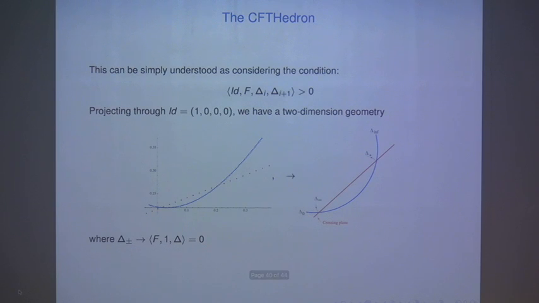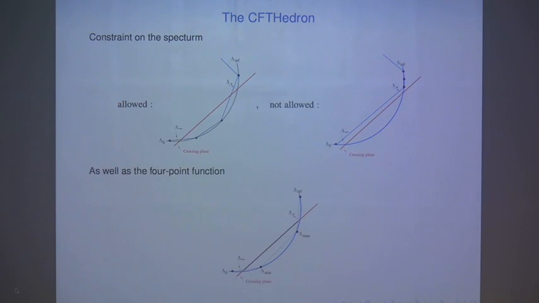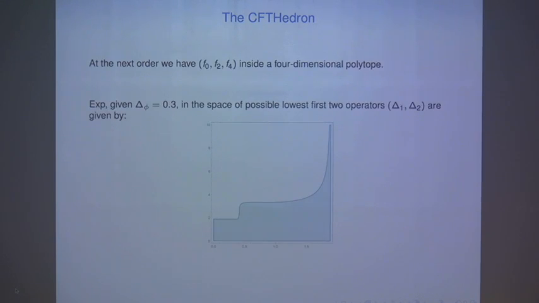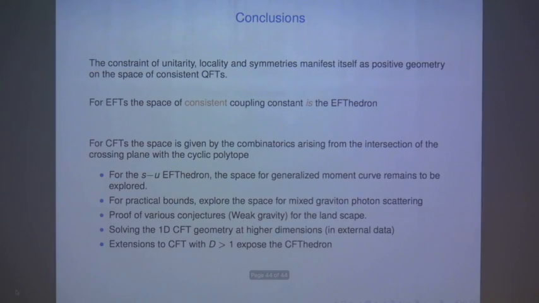And there are a lot of simple geometries for using this geometry to understand the space properly. So let me just skip all the way to the end, sorry. The punchline of my talk is basically that the constraint of unitarity on locality and symmetry manifests itself as the positive geometry in the space of consistent QFTs. In the story of effective field theory, it corresponds to the space of consistent couplings, and that space is what we define as the EFT hedron.